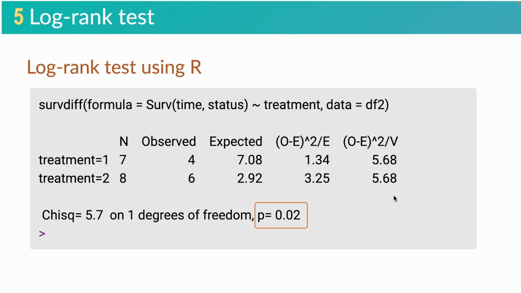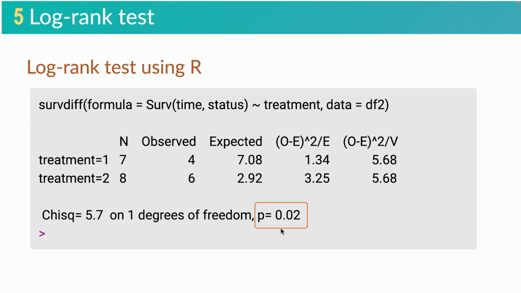And this is the result of log-rank test when it is performed in R. The table shows the number of groups. There are two groups here. The number of observations in each group, the number of events or the observed event, and the expected event. We also have the sum square differences between the observed and expected divided by the expected. And the last column is the sum square differences between the observed and the expected divided by the variance between the observed and the expected. And below here is the chi-square value, the degree of freedom, and the p-value.